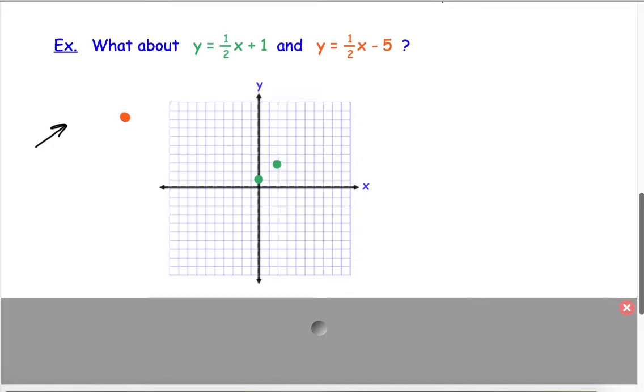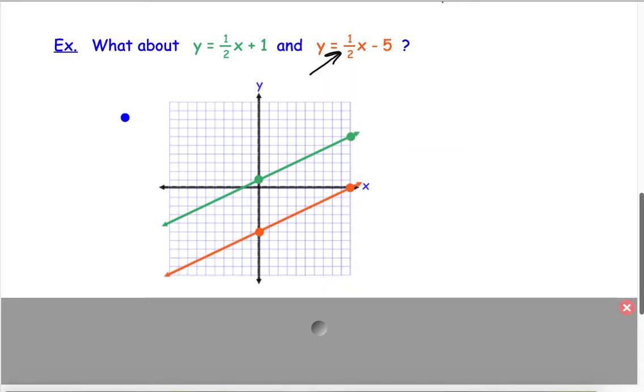And I could keep doing that, up 1 over 2, up 1 over 2, etc. And that's the line I would get. How about the next one? How about y equals 1/2 x minus 5? The y-intercept is -5. So let's put a point there, -1, -2, -3, -4, -5 on the y-axis. The slope here is also 1/2. So I'm going to go up 1 over 2, up 1 over 2, and I'll keep putting these points on my graph, and then I'll connect them.